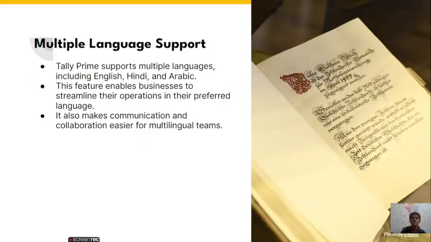TALLYPRIME is also available in multiple languages. There are three languages available in TALLYPRIME, which are Hindi, English, and Arabic. These features enable businesses to streamline their operations in their preferred languages. The organization can use Tally as per the requirement. It is also easy for them to communicate, and collaboration is easier for multilingual teams.